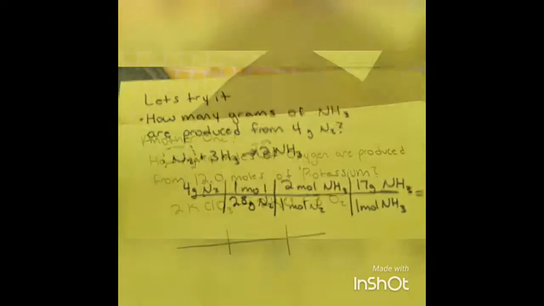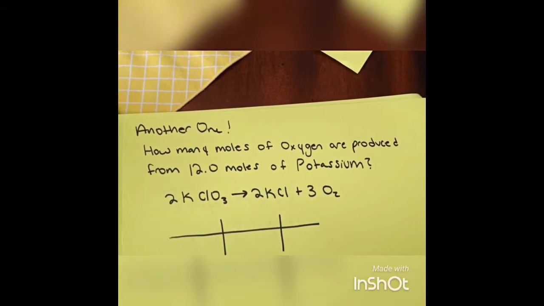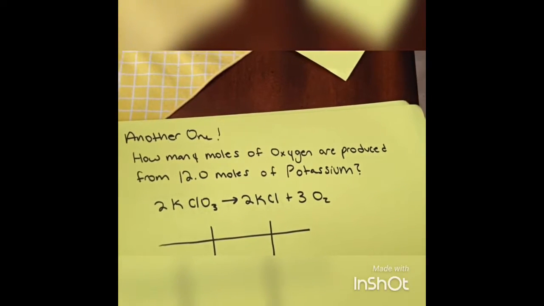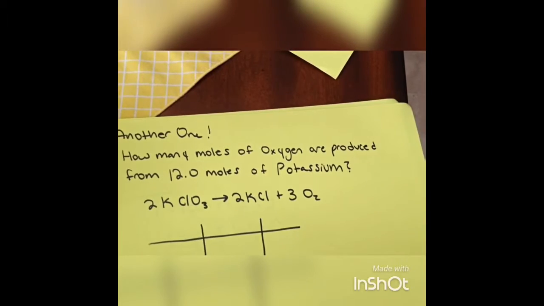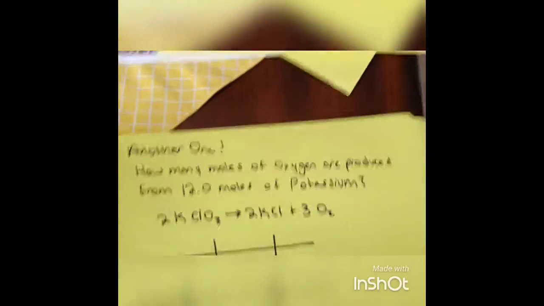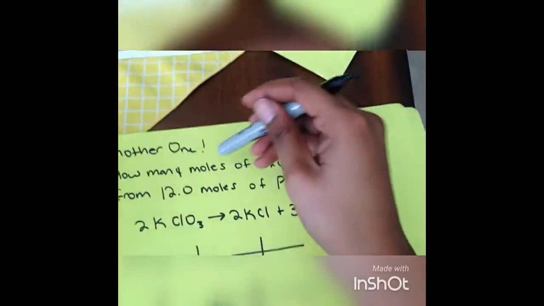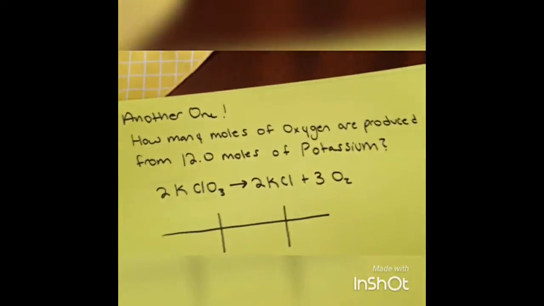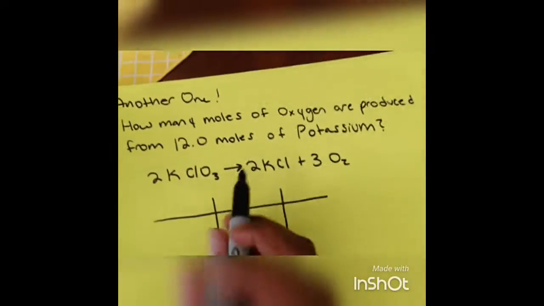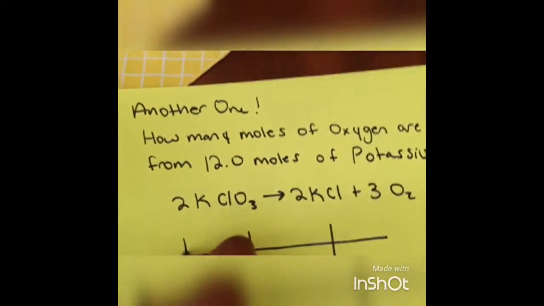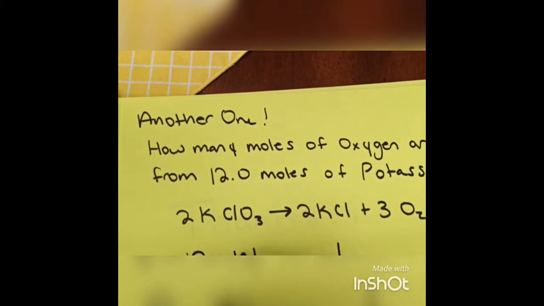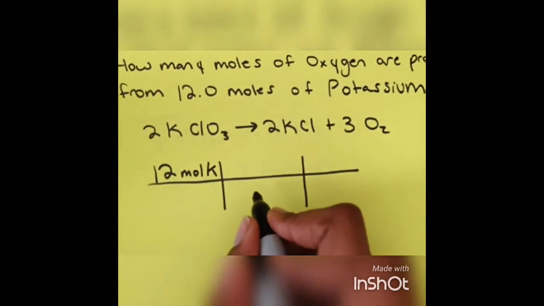So now let's try another. Okay, so here is another one. How many moles of oxygen are produced from 12.0 moles of potassium? And notice, this is easy because it's going from moles to moles. It's going to be quick, easy. So what are we going to start with? We're going to start with what we were given, 12 moles of potassium. Just going to put that K there.